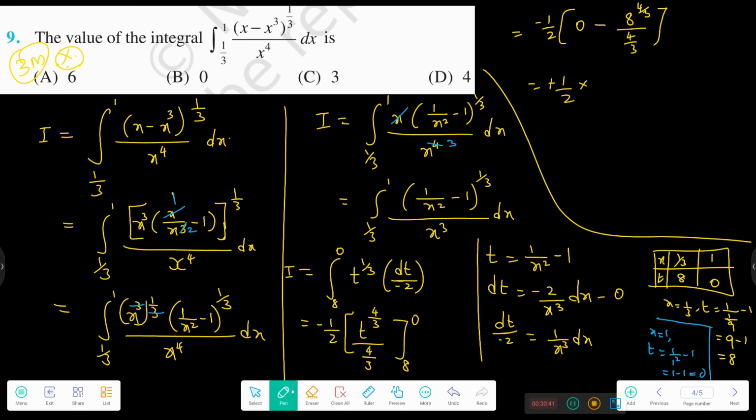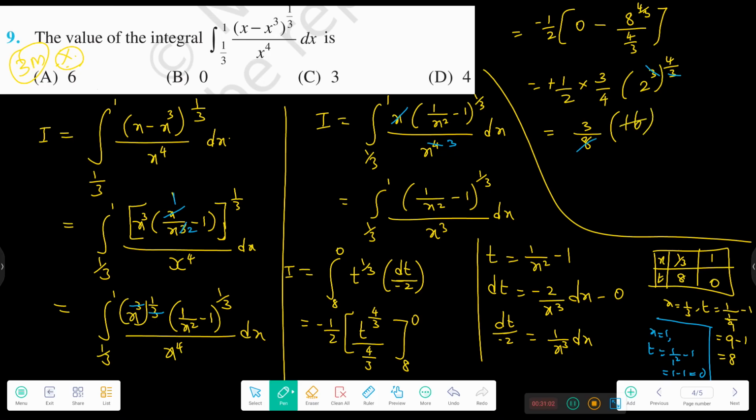4 by 3: when you take the numerator, 3 divided by 4. And 8 you can write as 2 cube, whole power 4 divided by 3. So this 3 cancelled. And here also 3 divided by 4, 2s are 8, into 2 power 4 is 16.